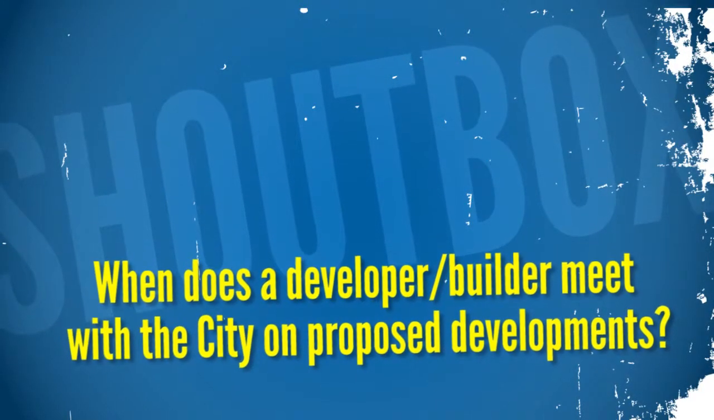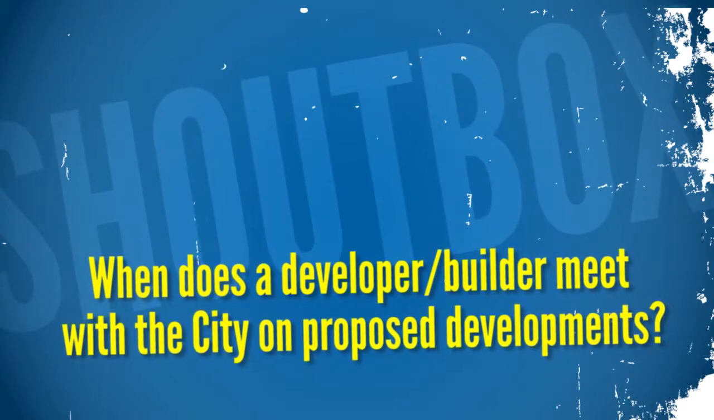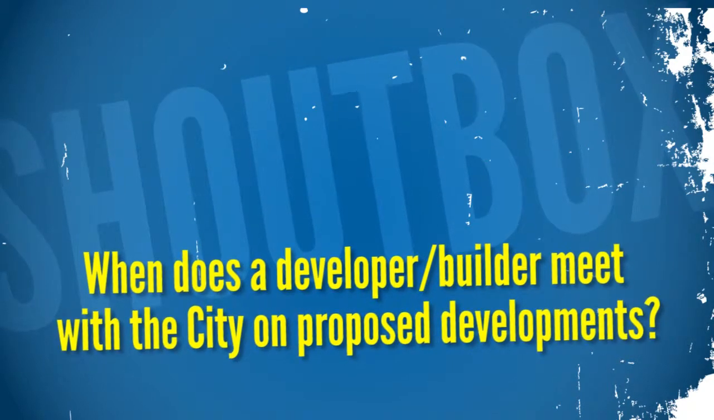The fifth question is, when does the developer or builder meet with the city on proposed developments? The normal process involves a meeting with city staff with a concept to get an idea as to what issues may be faced as they move forward with a development. The staff meets every Wednesday morning with design individuals and property owners in a roundtable type discussion where the concept is presented to the staff and they provide input as to what the issues there may be and how they can be overcome.